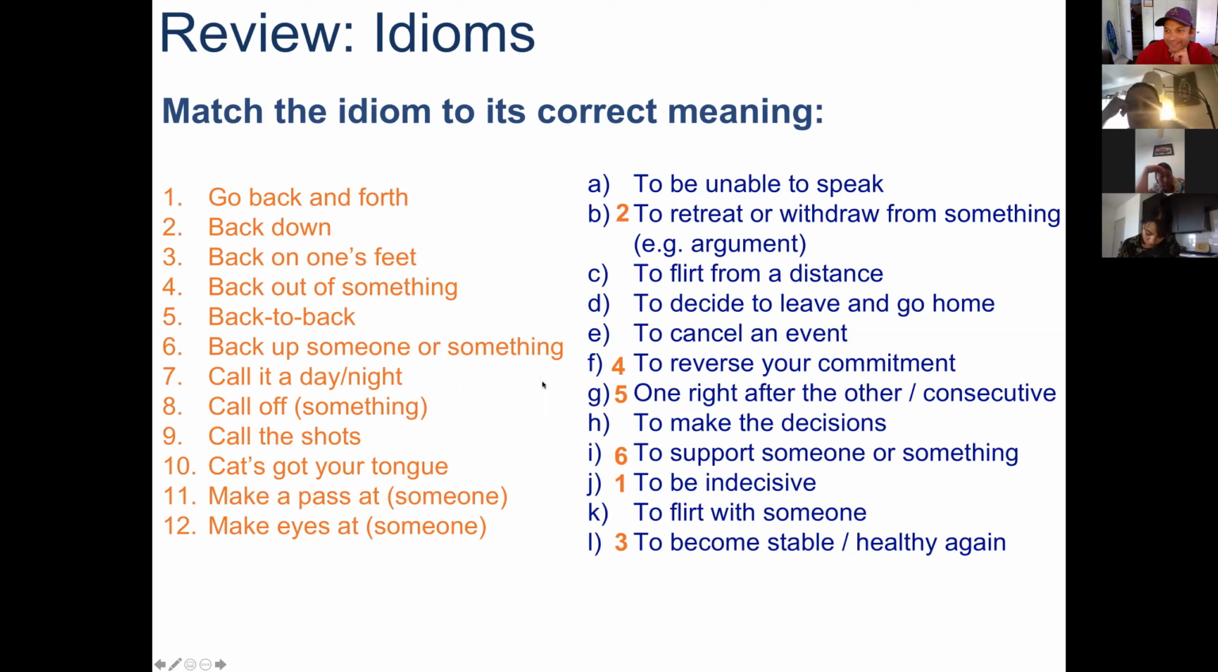I'm not sure with that. No. We're halfway there, so you've only got 6 options left. To flirt? No. To make the decisions, to cancel, to be unable to speak. Nope. To decide to leave and go home. Good. All right, to call off or to call something off.